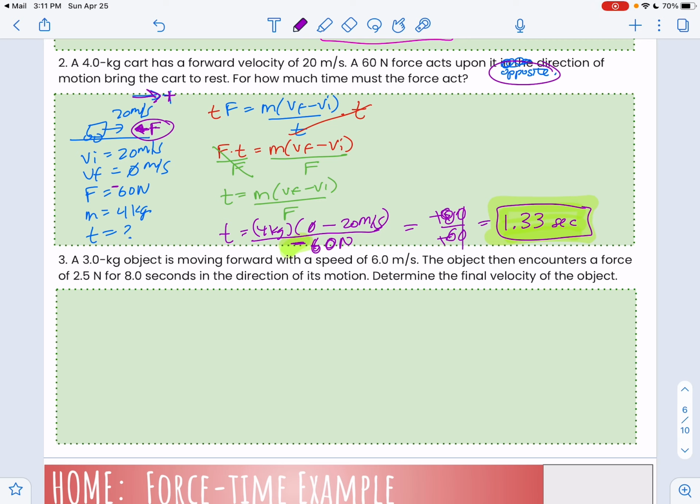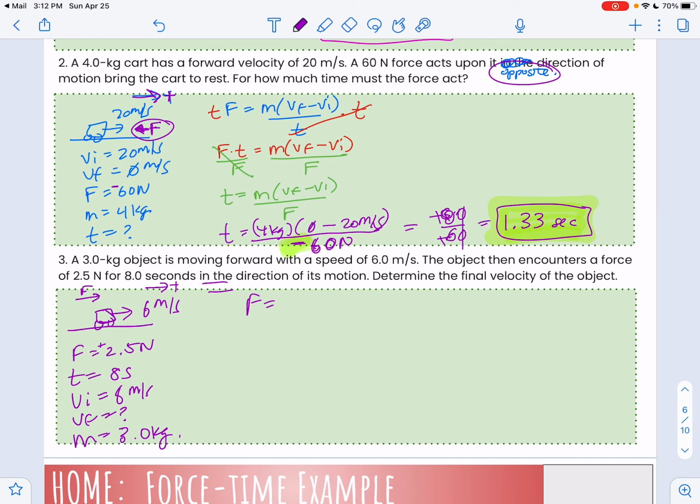And then last one, a 3 kilogram object is moving forward with a speed of 6 meters per second. Let's just say it's a cart or something. The object then encounters a force of 2.5 newtons for 8 seconds in the direction of its motion. So if to the right is positive, this force is also going to be positive. The initial velocity is 6 meters per second, the final velocity we don't know, and the mass is 3 kilograms. I'm going to write my equation again, over t, and now I'm looking to solve for Vf.